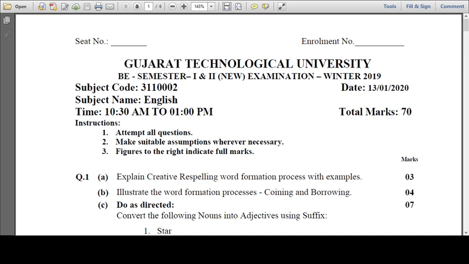It means 30th of January 2020. Through this paper our revision will be done, so that is why the paper solution has been taken. If you can see on your screen, you may find the paper of 30th January 2020.